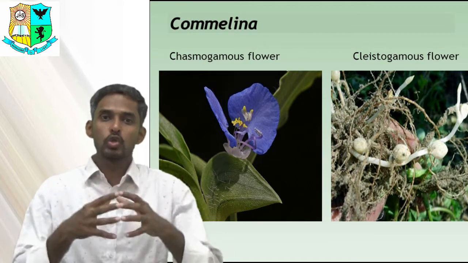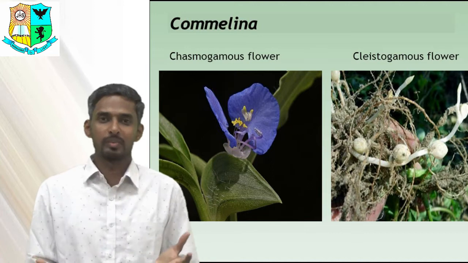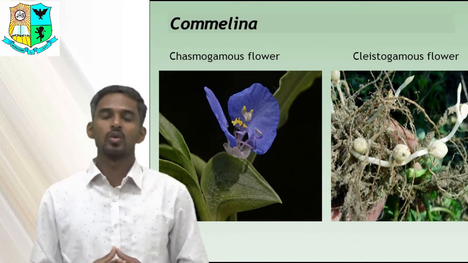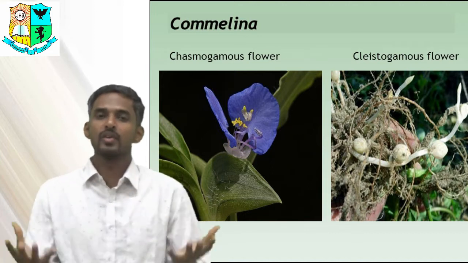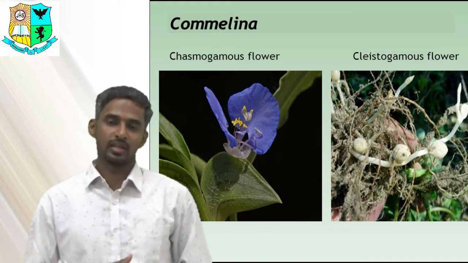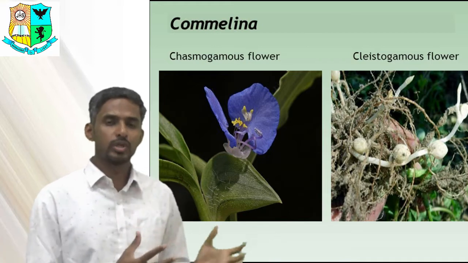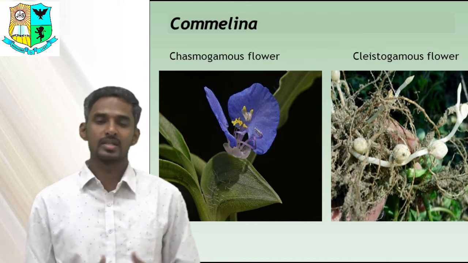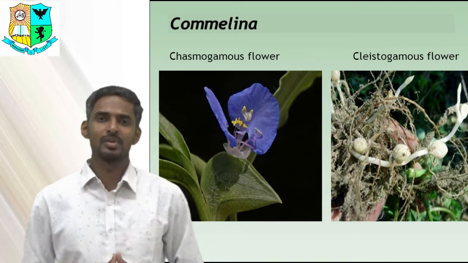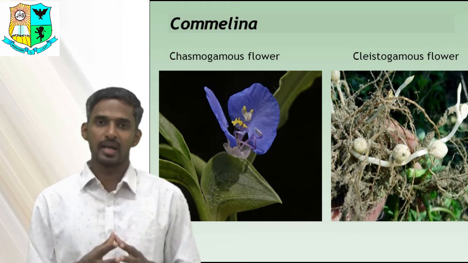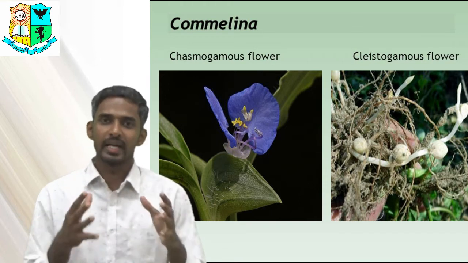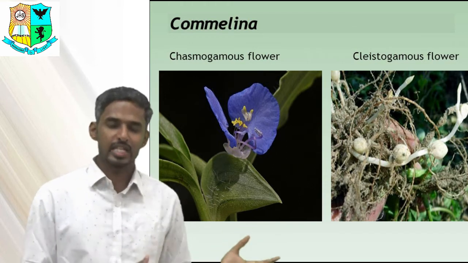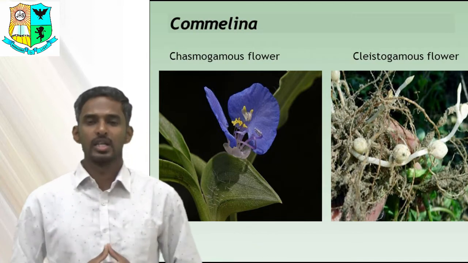All are enclosed within, and therefore it forcibly has to undergo self-pollination, because there is no other way of interacting with the other. And therefore these two types of flowers are produced in plants like oxalis and commelina. These are the two examples you can remember. These two plants undergo self-pollination, and these two plants produce chasmogamous flowers and cleistogamous flowers.